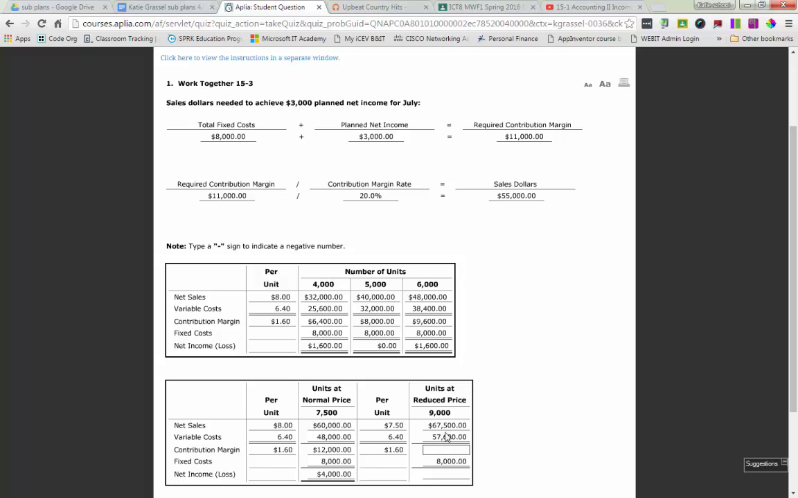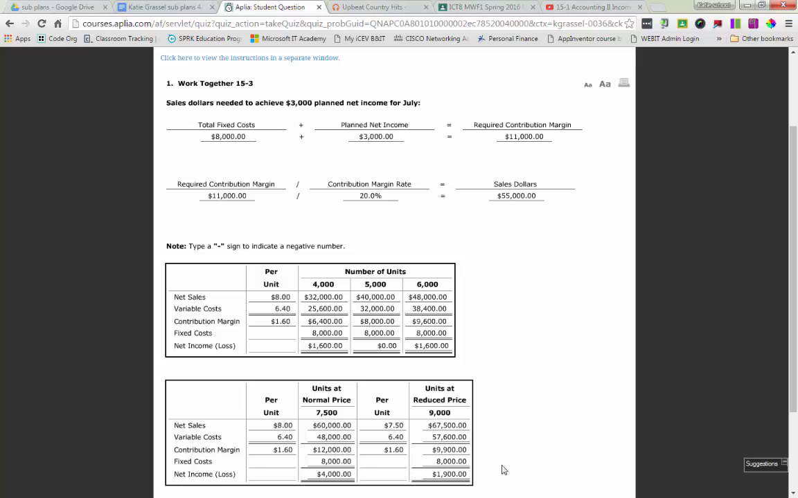Okay, do the math now. Then I'm at 9,900, because our contribution rate for variable cost did not change. 9,900 minus our fixed cost of 8,000. I now have a net income of 1,900.